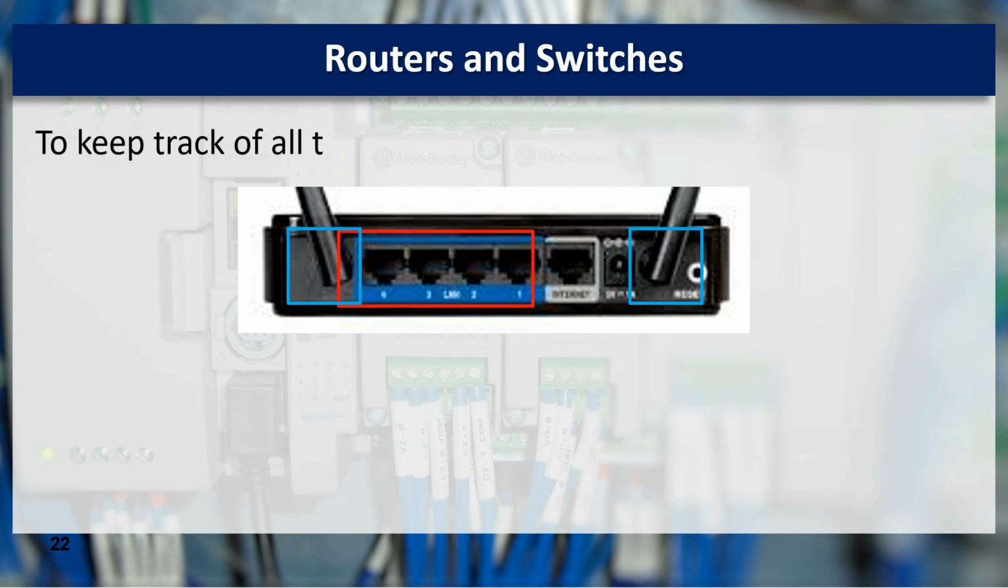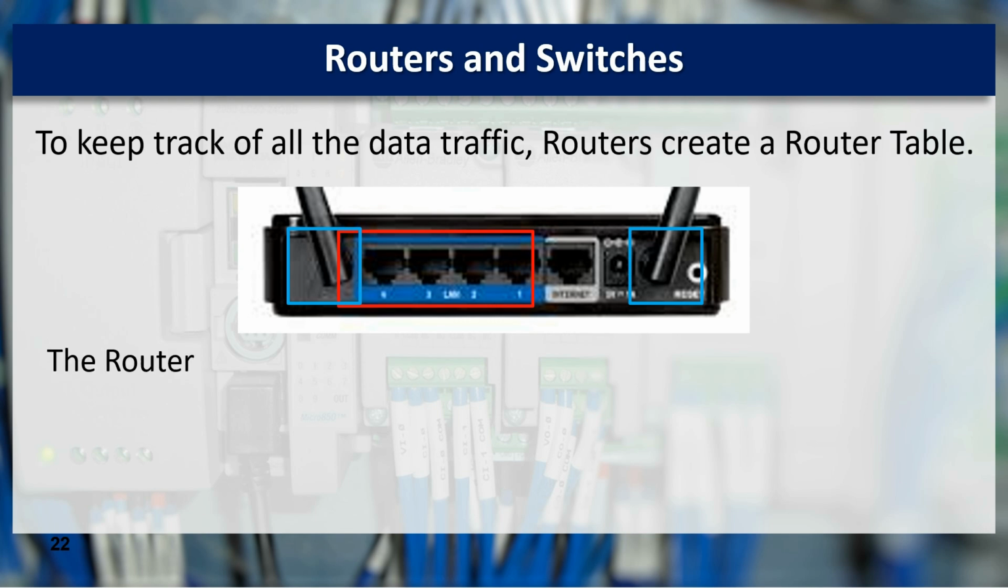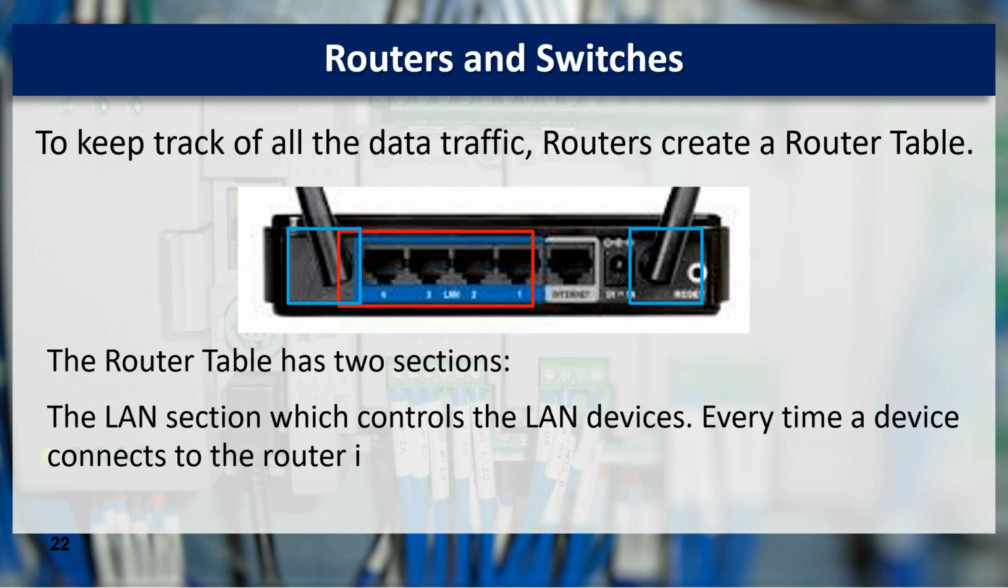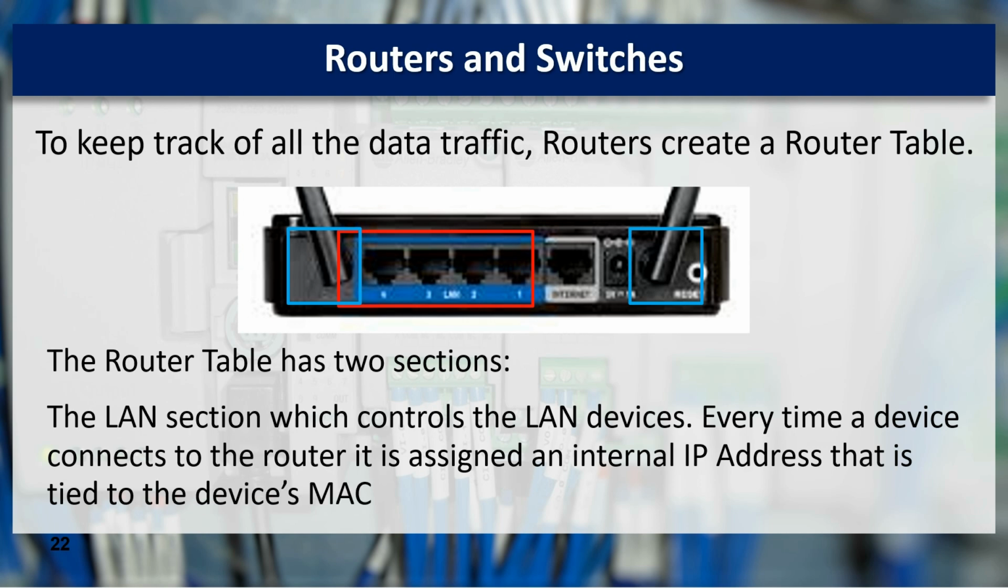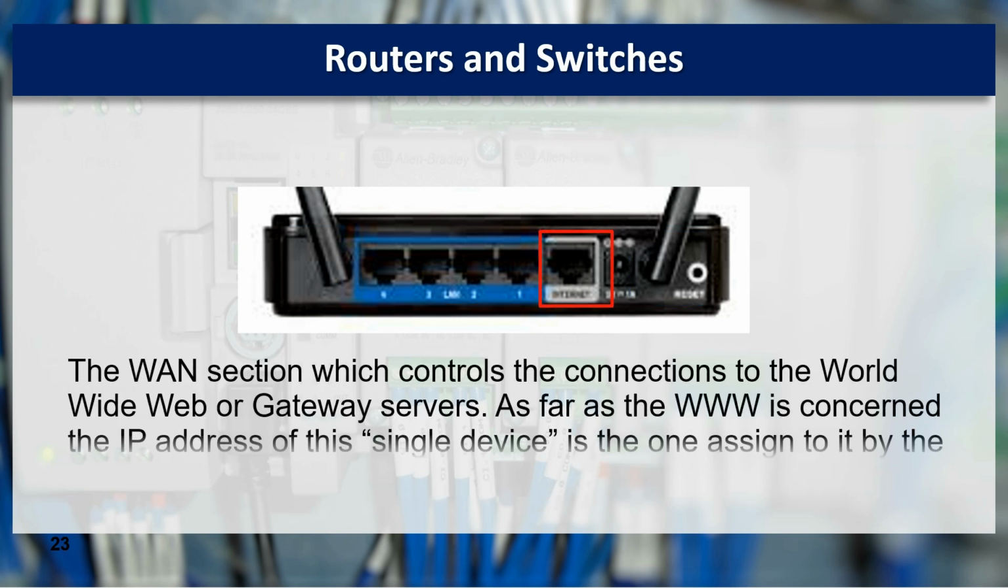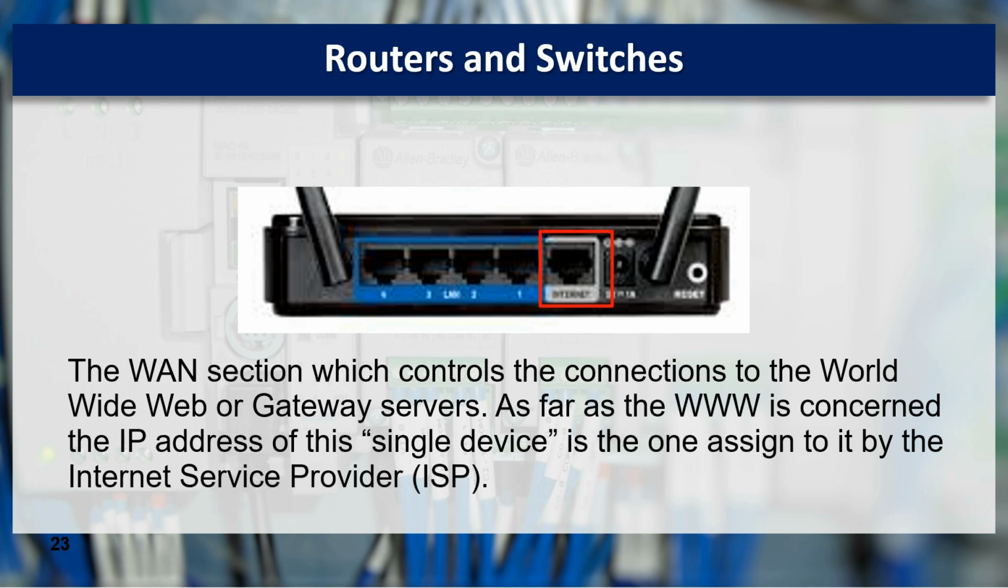To keep track of all the data traffic, routers create a router table. The router table has two sections: the LAN section, which controls the LAN devices, and every time a device connects to the router, it is assigned an internal IP address that is tied to that device's MAC ID. This includes Wi-Fi connected devices. The WAN section controls the connections to the World Wide Web or gateway servers. As far as the World Wide Web is concerned, the IP address of this single device is the one assigned to it by the Internet Service Provider.